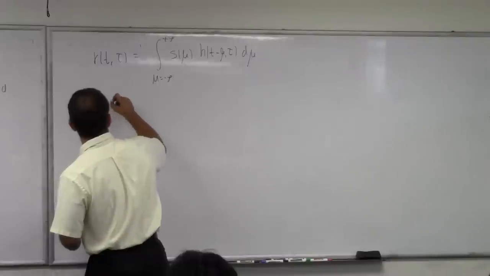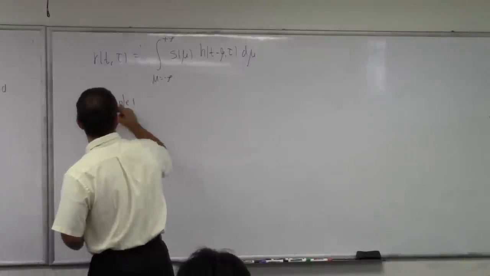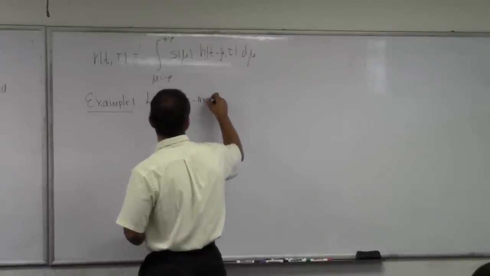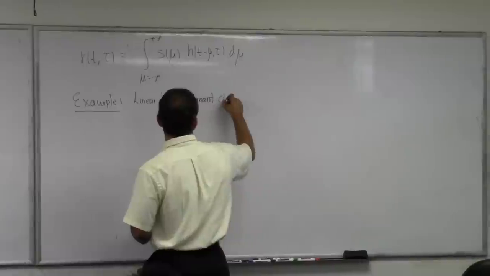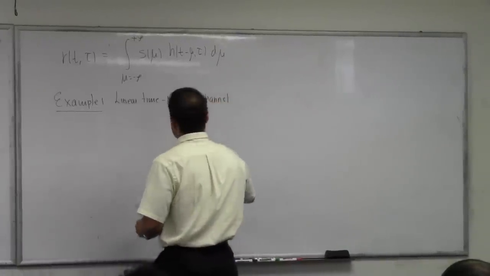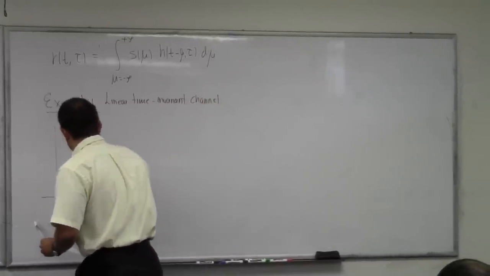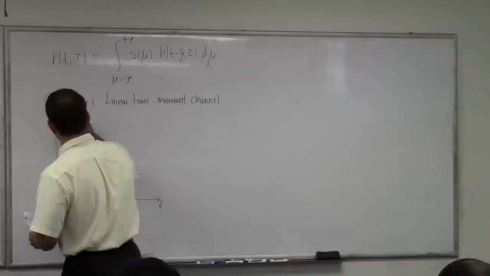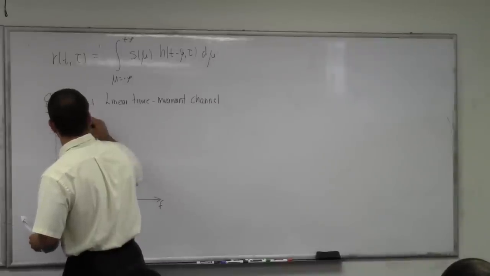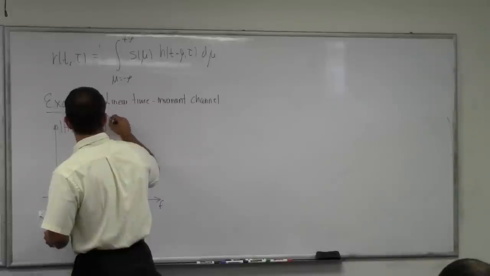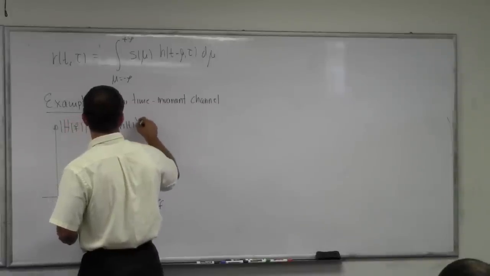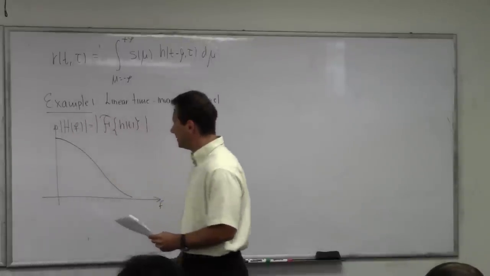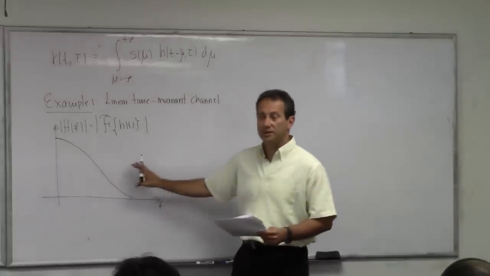So example one, this is a linear time invariant channel. The most common linear time invariant channels have transfer characteristics, which is your H of f, which you know is the Fourier transform of h of t, magnitude of f, that looks somewhat like this. This is your typical low pass filtering channel.